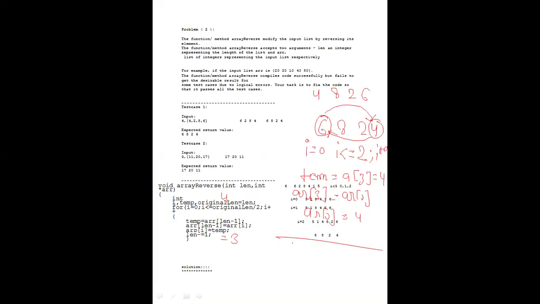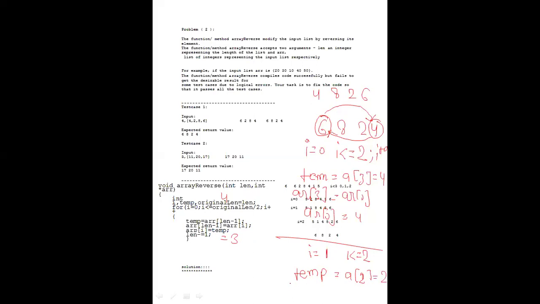Once we are proceeding, what do we have to do? i plus plus. So now my i will be 1, correct? I'll check the condition: 1 less than or equal to 2. Yes, it is lesser. Come down. Now when you are coming down, what will you do? Temp equal to array of len minus 1. Len was 3, so now you will take the array of 2 index. This value you will put inside the temp. So temp is 2 now.